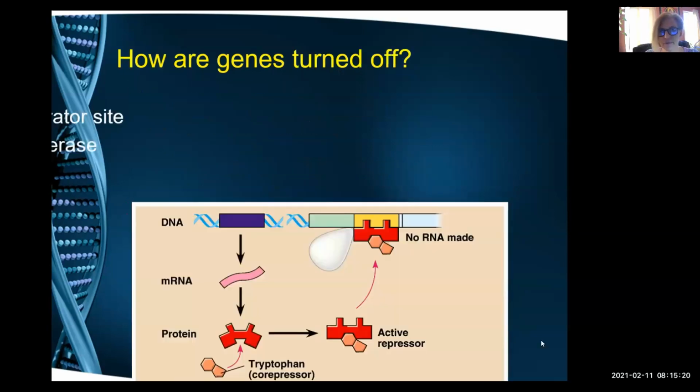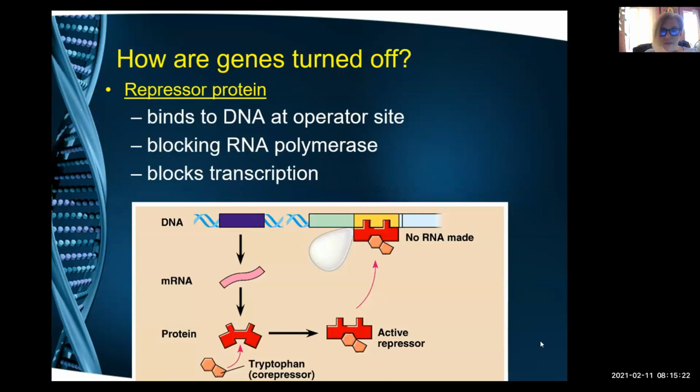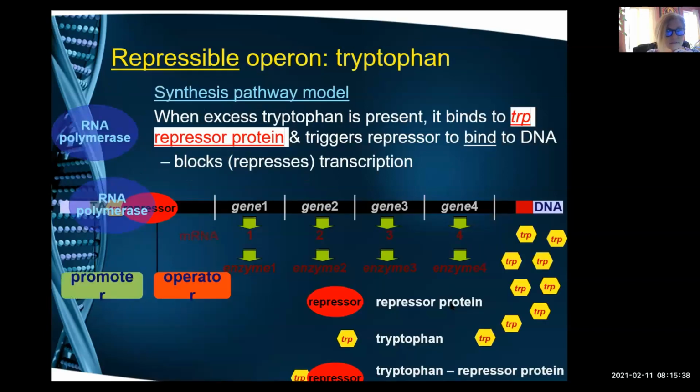And our two key examples are the Lac Operon and the Trip Operon. So this is tryptophan. So here you see polymerase is bound. The repressor is sitting in position. So in this case, it could not go anywhere.